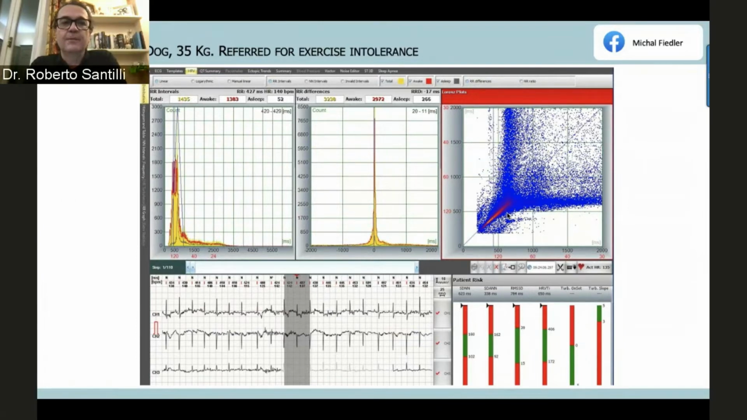So my answer for Dr. Fiedler, I don't know if I'm pronouncing it well, is that the diagnosis is functional AV block and sinus node dysfunction due to the presence of overreactivity to the vagal tone. So it's pathological, but here you have enough escape not to be considered a candidate for pacing.